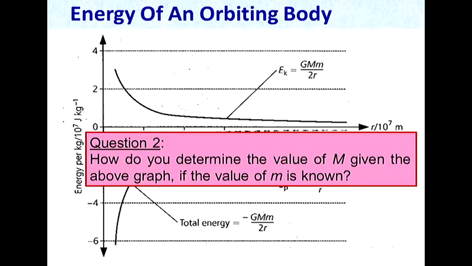Okay, next question. Now, it's the same graph, but this time, I give you the equation. You know the value of G is in your data list. I give you the value of small m, the mass of the orbiting object. But I do not give you the value of big M. Big M is the source mass, about which the satellite is orbiting. How do you determine the value of big M from the graph? Small m is known. How would you determine big M?